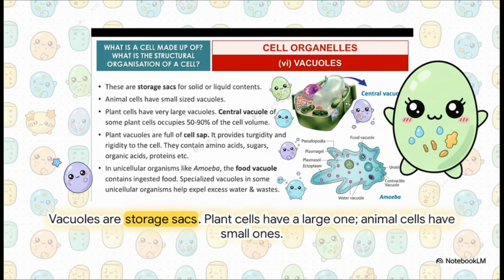And finally, we've got the vacuoles, the cell's storage units. In animal cells, they're usually small, kind of like temporary lockers. But in plant cells, there's a gigantic central vacuole that can take up most of the cell's space. It stores water, nutrients, and waste, and the pressure it creates helps keep the plant cell nice and firm.